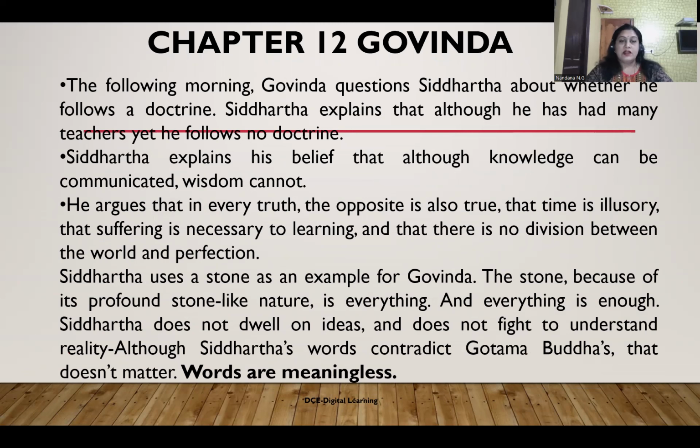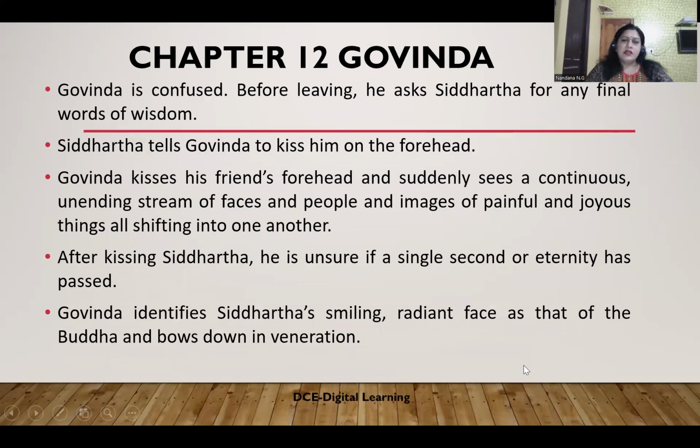He argues that in every truth, the opposite is also true, that time is illusory, that suffering is necessary to learning, and that there is no division between the world and perfection. Siddhartha uses a stone as an example for Govinda. The stone, because of its profound nature, is everything, and everything is enough. Siddhartha does not dwell on ideas and does not fight to understand reality. Although Siddhartha's words contradict Gautama Buddha's, that doesn't matter. Words are meaningless. Govinda is confused.